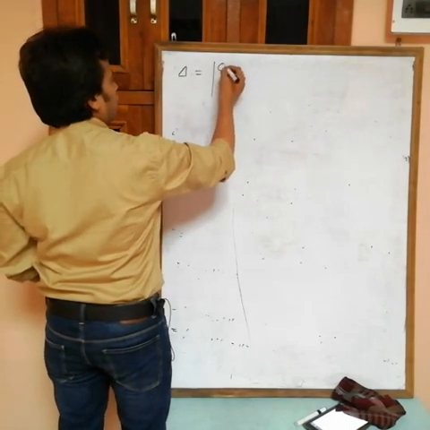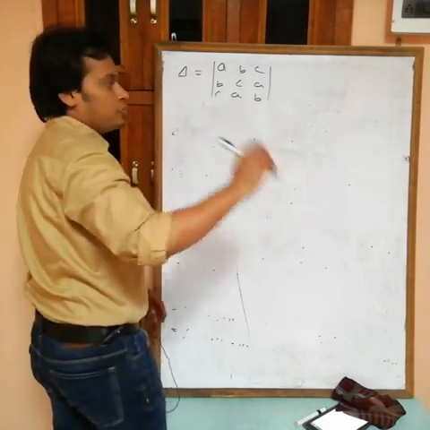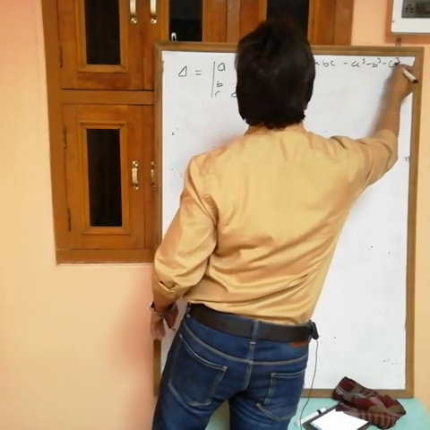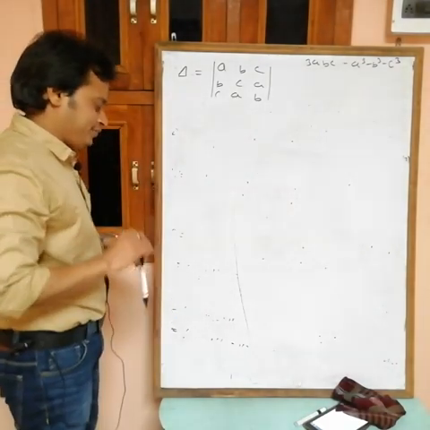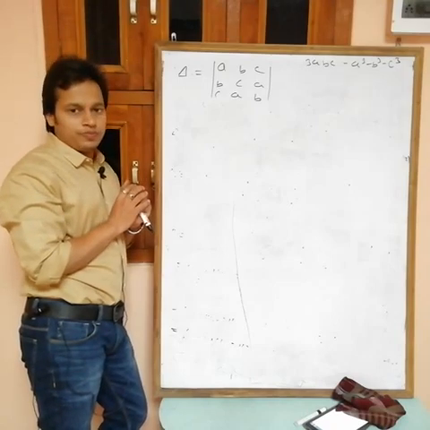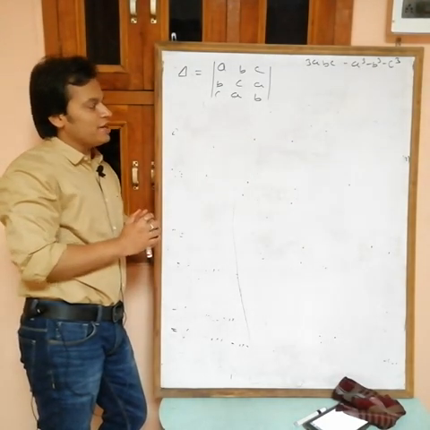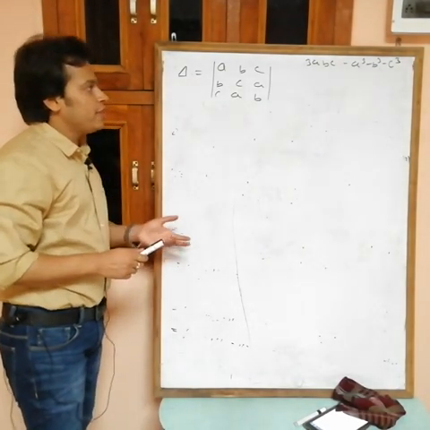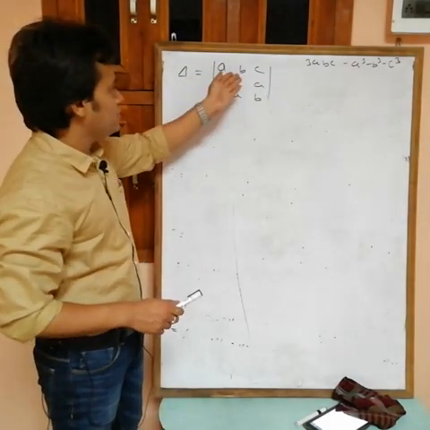Now I want to prove that the determinant A, B, C, B, C, A, C, A, B is equal to 3ABC minus A cube minus B cube minus C cube. So how to prove? Now see, in the result what do we want? 3ABC minus A cube minus B cube minus C cube. This is not in factor form. It means sometimes you can directly expand. So expand directly. Why? Because we didn't want any factor, we want this one, and this is a simple determinant, easily I can multiply.